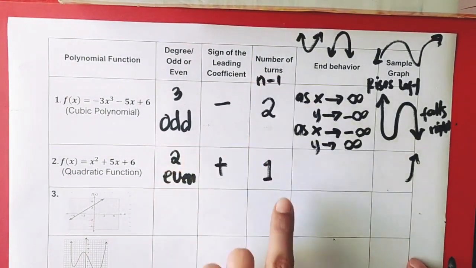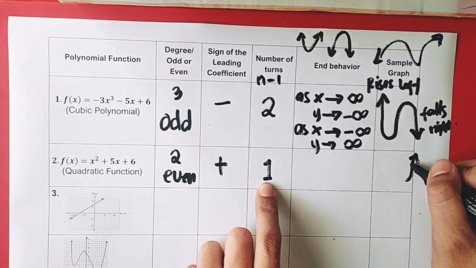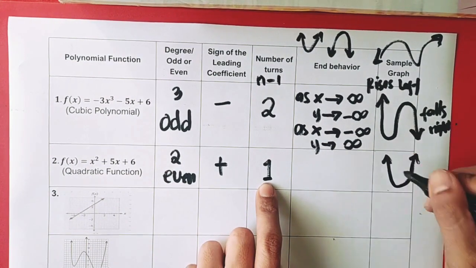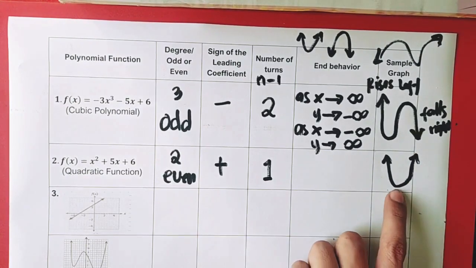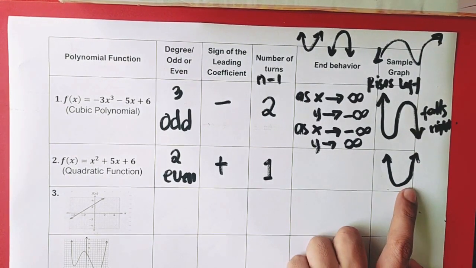And how many number of turns? So we have 1. So turn is this one, 1 turn. So this is the graph. This is what the graph looks like.